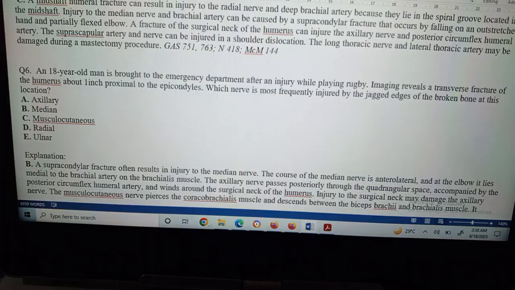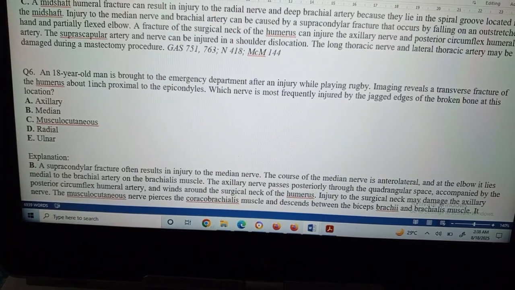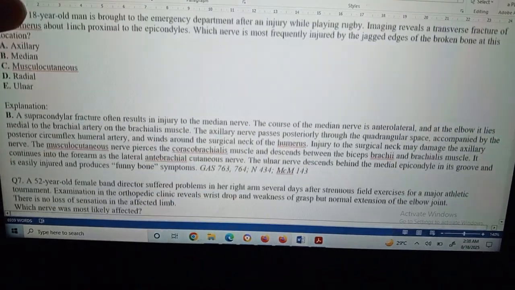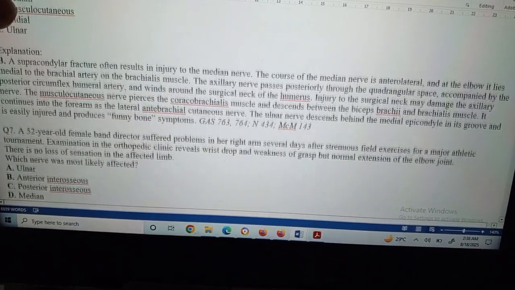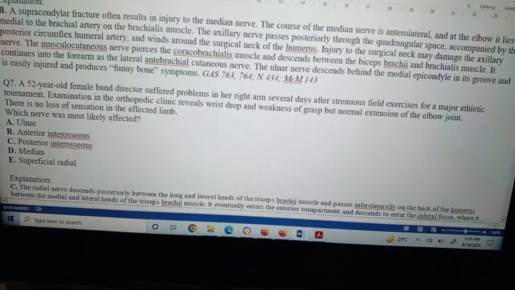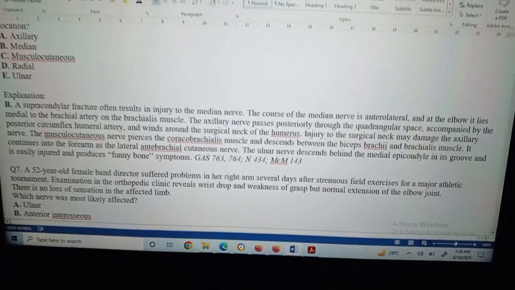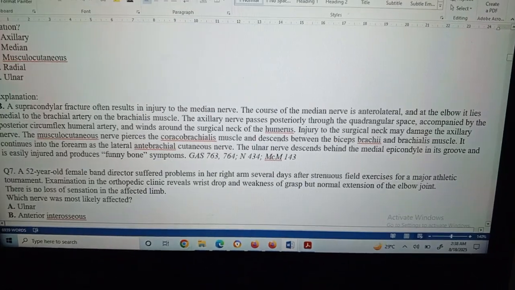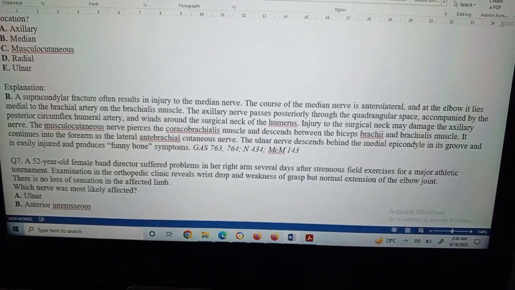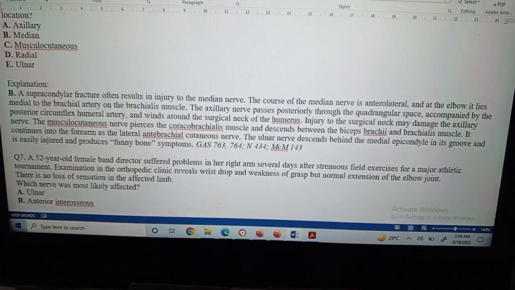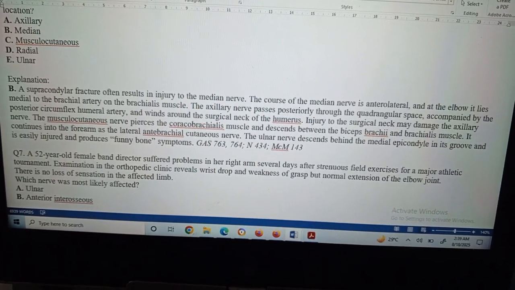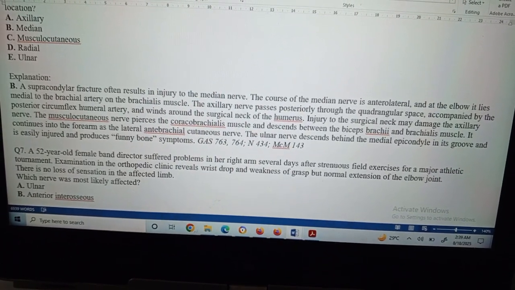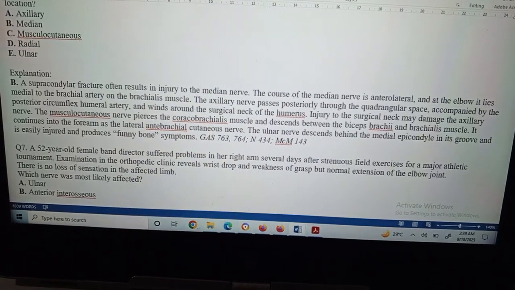The course of the median nerve is anterolateral, and at the elbow it... Okay. Now, as I was telling you, the axillary nerve passes posteriorly through the quadrangular space accompanied by the posterior circumflex artery and winds around the surgical neck of the humerus. Injury to the surgical neck may damage the axillary nerve.